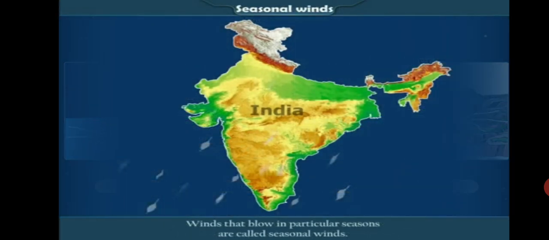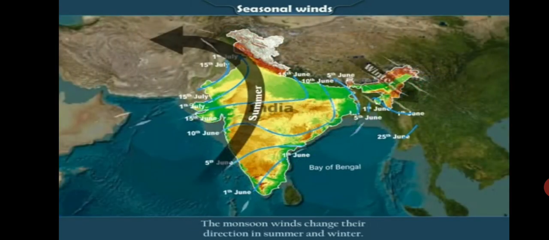Alright. Now let us move to the next part, that is seasonal winds. Winds that blow in particular seasons are called seasonal winds. Seasonal winds are generated due to the uneven heating of land and water in different seasons. During summers, monsoon winds blow from the sea to the land, and in winter they blow from the land to the sea. The monsoon winds change their direction in summer and winter.